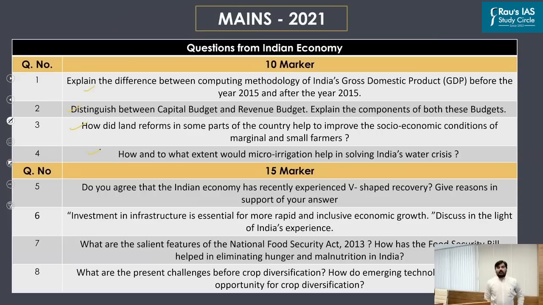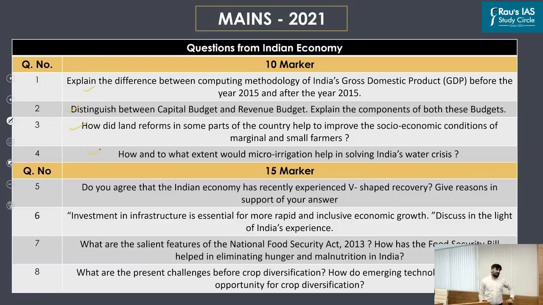Apart from that, according to a recent report published by Niti Aayog, known as the Composite Water Management Index report, India is presently staring at its worst water crisis in its history. So it has a connotation of current affairs as well, because as you can see, it is explicitly saying to what extent micro irrigation will help us solve the present water crisis.